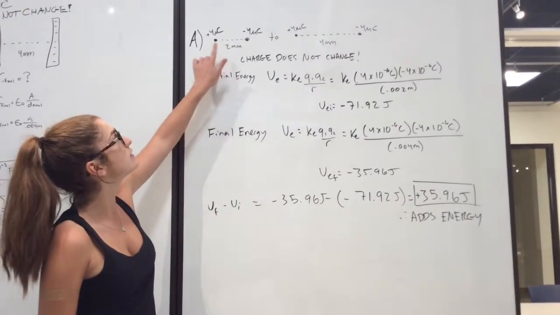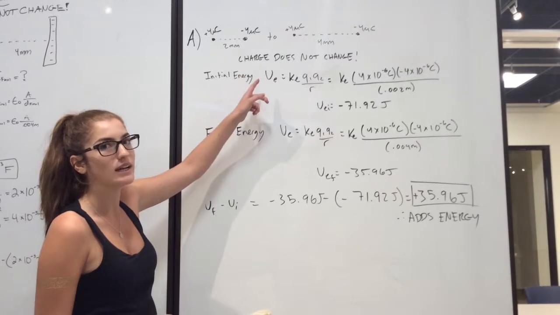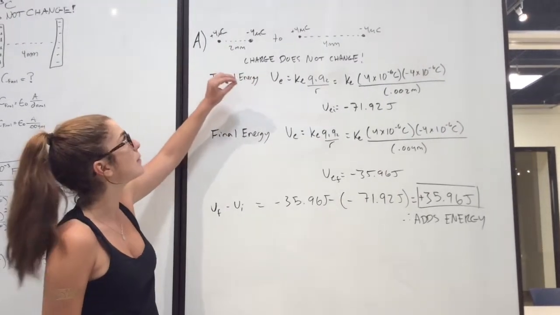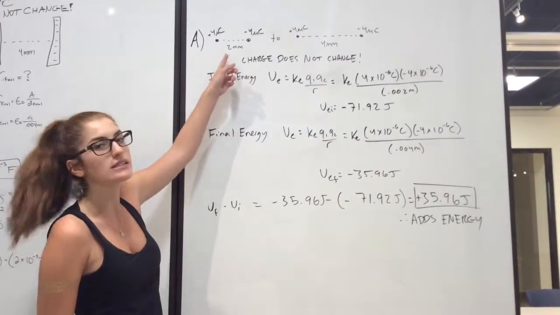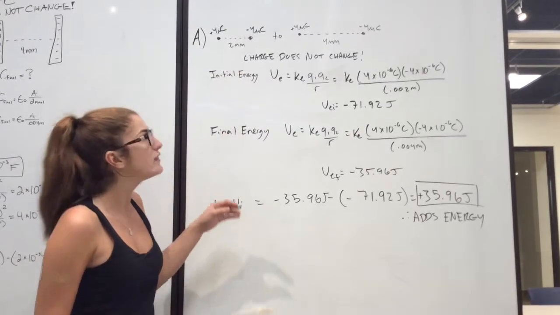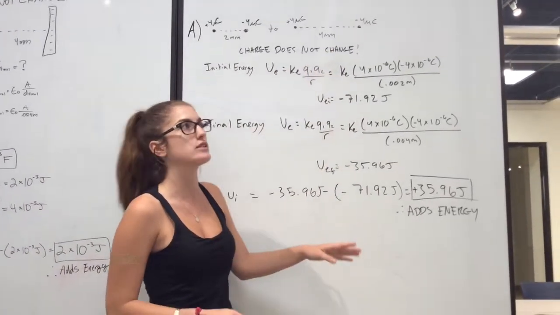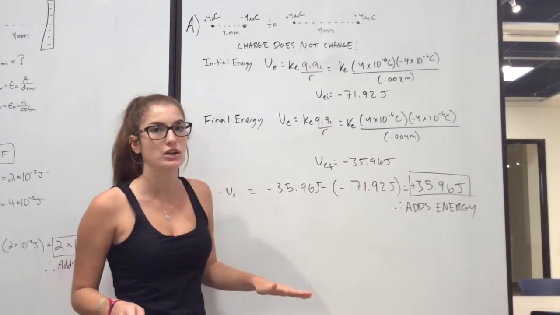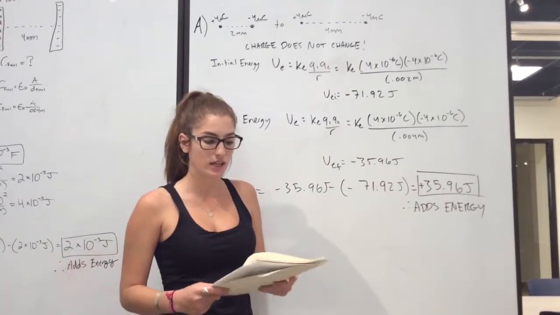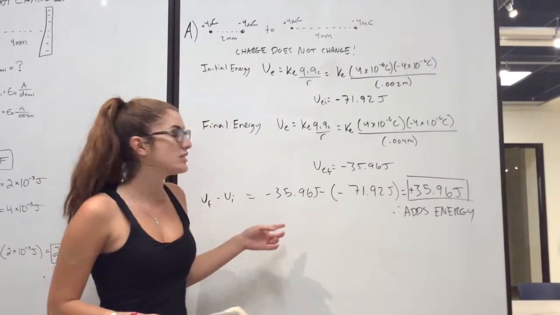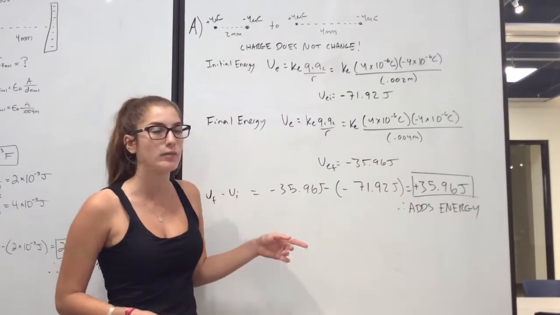So we're starting with two charges, one positive and one negative, each measuring 4 microcoulombs, and they're 2 millimeters apart. And then a force is going to move those charges to be 4 millimeters apart without changing the charge whatsoever. And our question is, how does the energy in our system change and by how much?